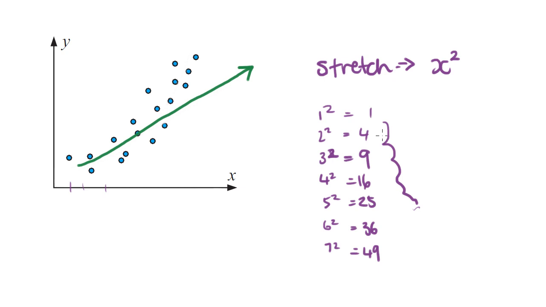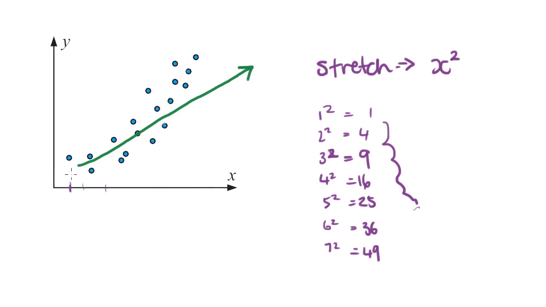So the gap between them is increasing, which means that this x, if I change all my x's to be x squareds, so instead of 1, 2, 3, 4, 5, 6 going along this scale, I now put 1, 4, 9, 16, 25, 36 and so on.